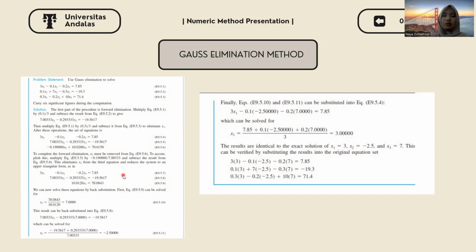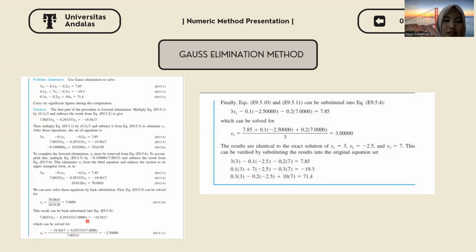After we eliminate the x2 from the equation, we can get the x3. X3 we can get from this. So x3 is equal to 70.0843 divided by 10.0120. So x3 is equal to 7.0. And then we can replace the x3 into the equation we got from equation 9.5.8.